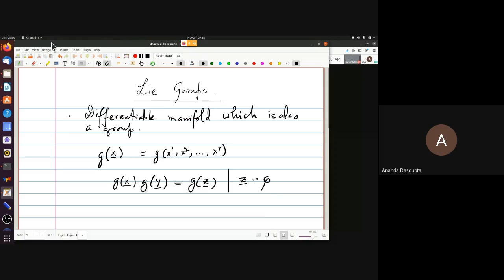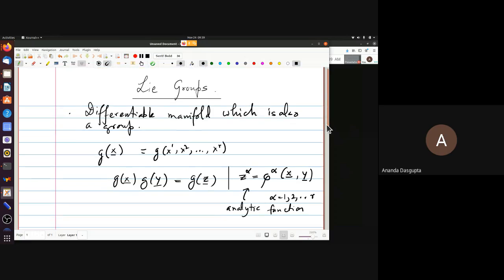The Z bar, of course, is really not one Z, it's basically R different Z numbers. So let's write the function separately. So Z alpha, where alpha runs from 1 to R, Z alpha is some function phi alpha of the two R variables, the two R components, R of X, R of Y. And part of the definition of a Lie group is that this function should be an analytic function. Well, essentially, it's an arbitrarily differentiable function. That's all we need for the time being.